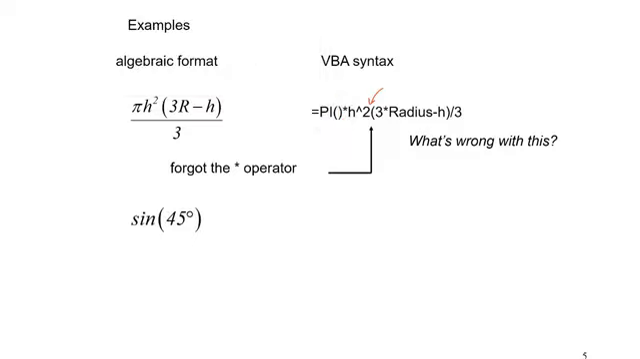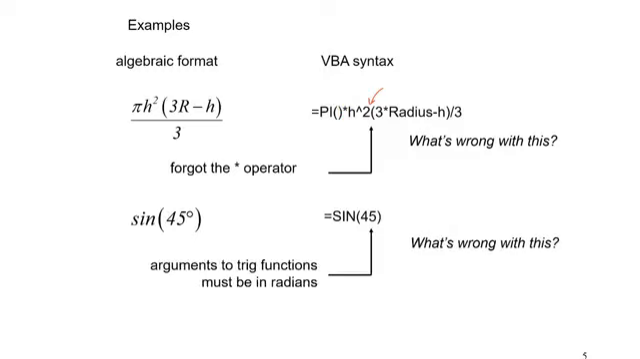What about if we wanted to take the sine of 45 degrees? Could we just use sine of 45? Be careful, because in VBA, the trig functions, the arguments have to be in radians. So if you wanted to do the sine of 45 degrees, you'd have to first convert it to radians.